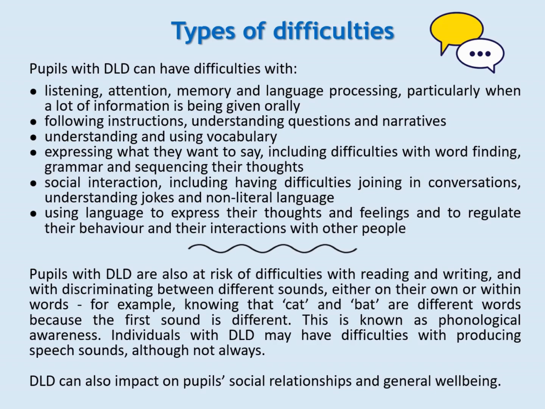Pupils with DLD are also at risk of difficulties with reading and writing, and with discriminating between different sounds either on their own or within words. For example, knowing that cat and bat are different words because the first sound is different. This is known as phonological awareness. Individuals with DLD may have difficulties with producing speech sounds, although not always. DLD can also impact on pupils' social relationships and their general well-being.